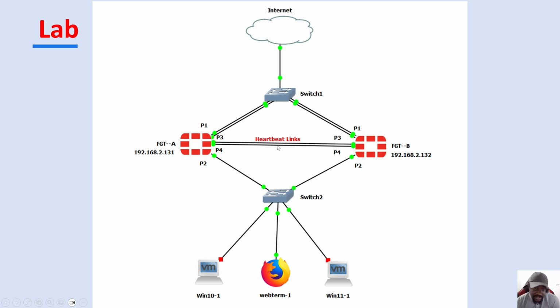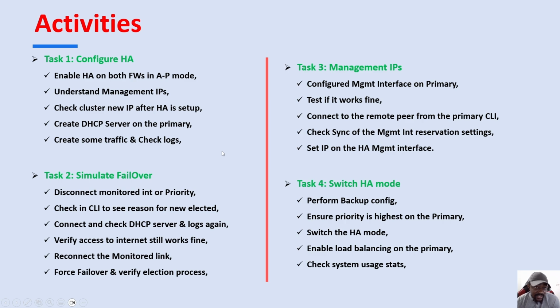I have some tasks here that I've prepared for this activity. First, we're going to configure the HA, putting the two devices in active passive mode. Then we are going to understand what we call management IPs. During the implementation of the FortiGate HA cluster, we'll have a new IP for the cluster. We'll discuss that during the activity.